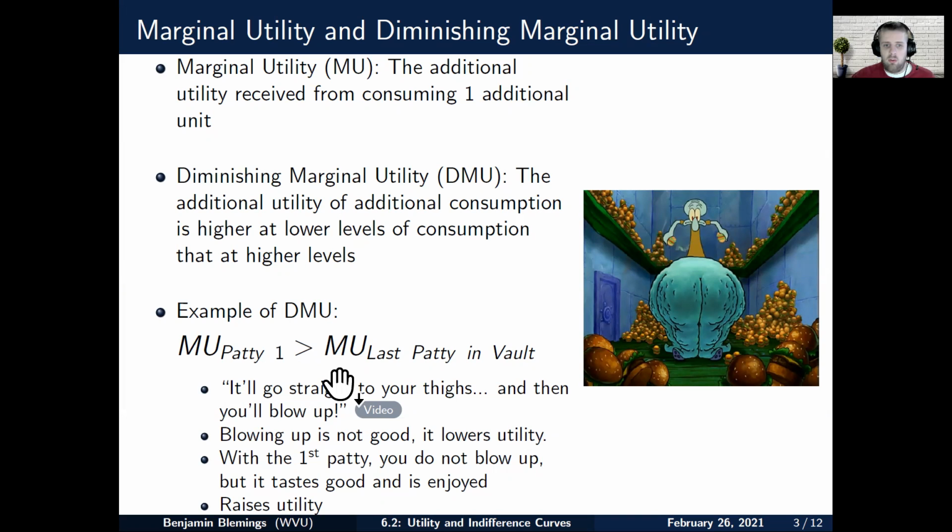And if you've seen this episode, you know that there's this quote where SpongeBob goes, "It'll go straight to your thighs, and then you'll blow up." I didn't do a great job, so if you want, you can go to this video here. But we think that blowing up is not good. It lowers utility or gives you disutility, which is bad. But with the first patty, you do not blow up, and it tastes good, and you enjoy it. And so that would raise your utility. So we think the marginal utility of the first patty, the additional utility you get from consuming it, is greater than the last patty in the vault, where you eat it and you blow up, which is bad for you.